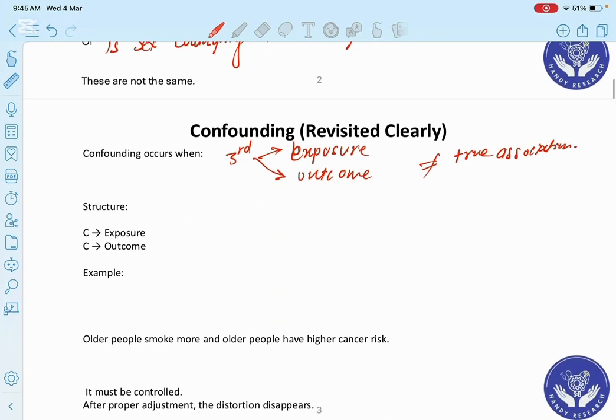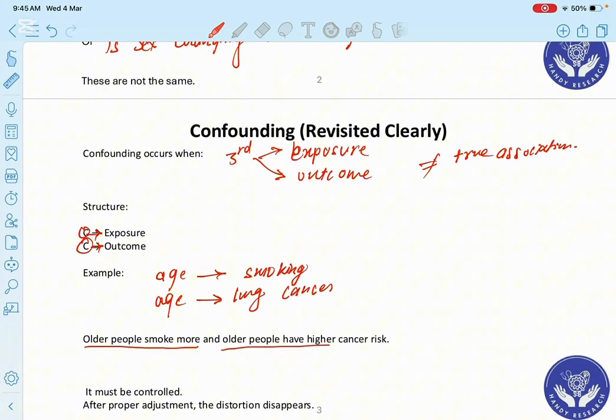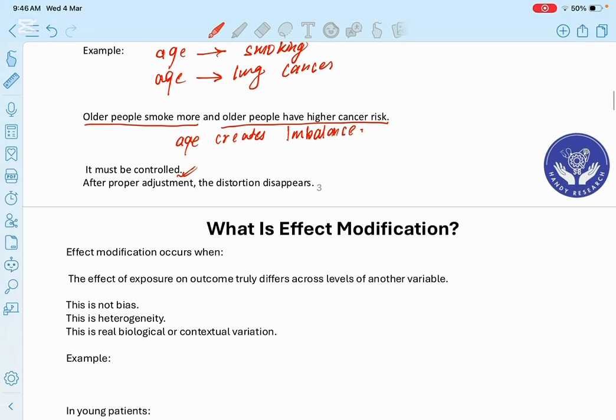So the same structure: the confounder is related to the exposure and related to the outcome. Our famous example again, age related to smoking. Older age is more prone to smoking, and age is also related to lung cancer. Older people smoke more, and older people have higher cancer risk, so age creates imbalance. Then that is confounding bias. It must be controlled, yes. After proper adjustment, the distortion disappears.